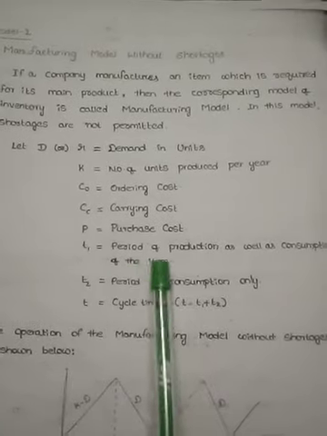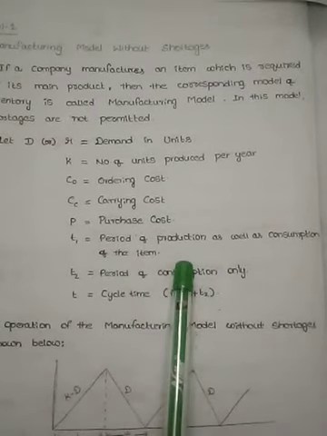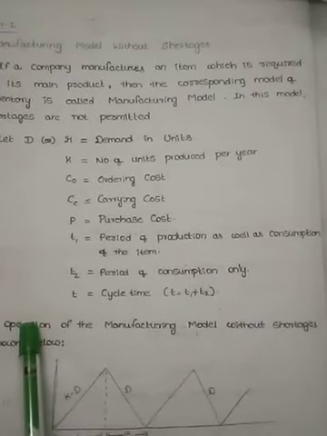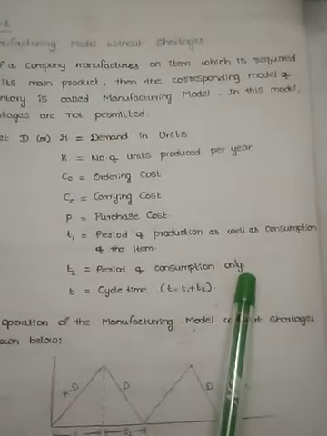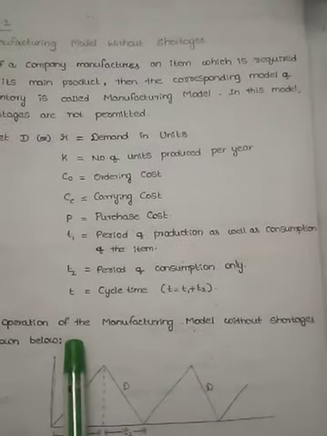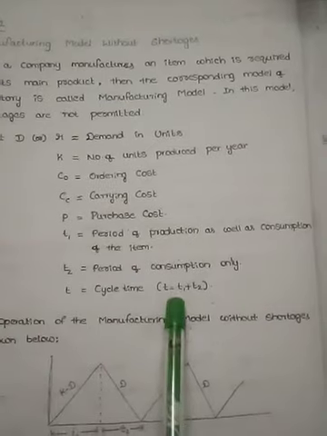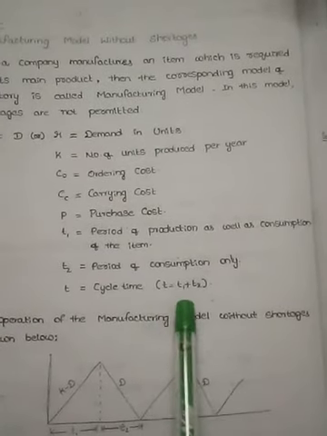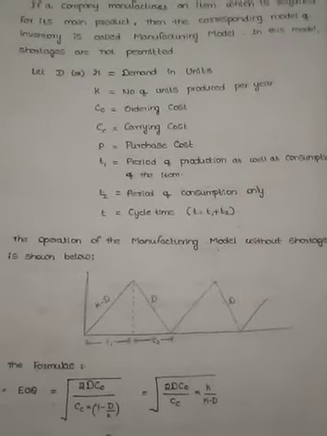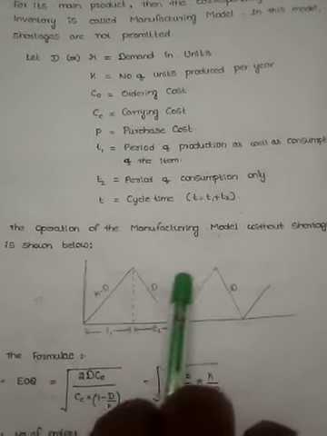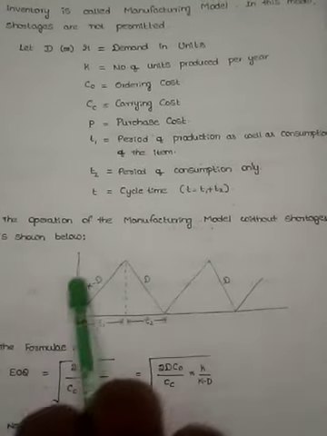T1 is the period of production as well as consumption of the items. T2 is the period of consumption only, and T is the total time for a cycle, that is T equals T1 plus T2. Now the operation of the manufacturing model without a shortage is shown in the figure below.